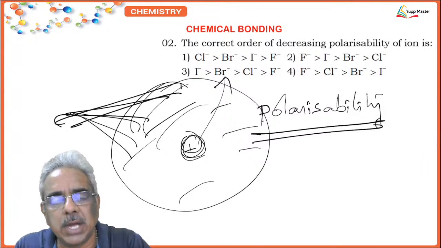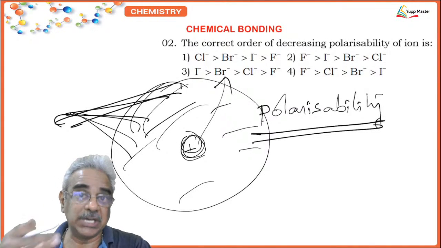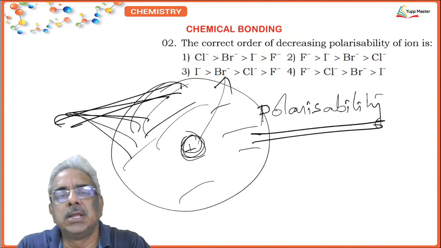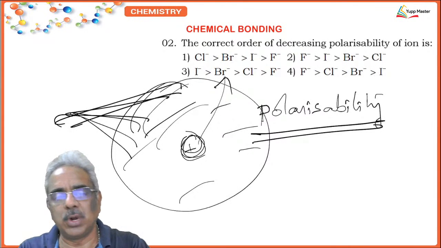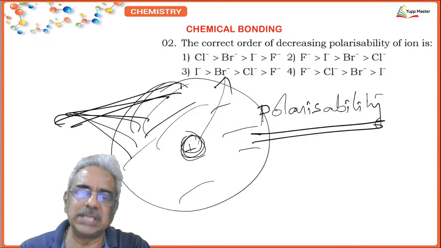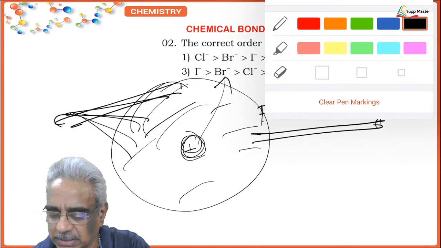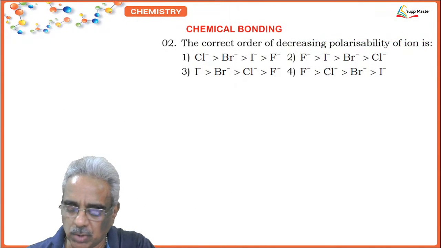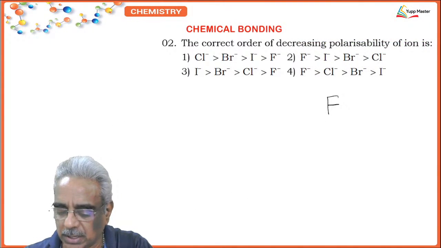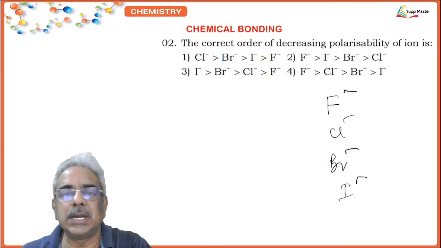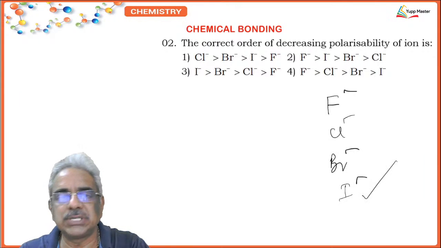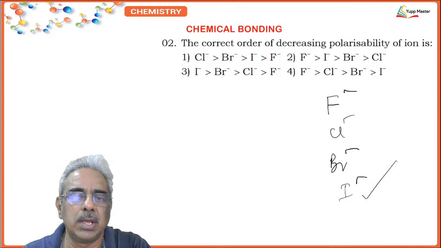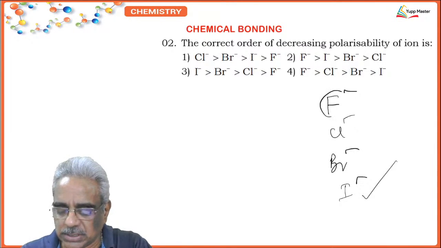A highly charged anion is easily polarizable. If the anion is large, you can easily polarize it. If the charge is more, you can easily polarize it. So let us now think of it. Which ions are given? Fluoride, chloride, bromide, iodide. Beyond any doubt, iodide is the best and biggest ion. Fluoride is the smallest anion, then chloride, bromide, iodide.